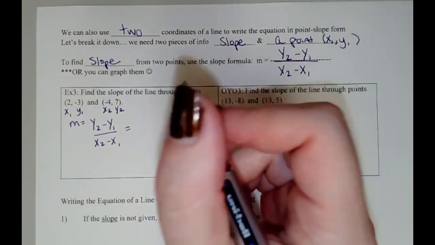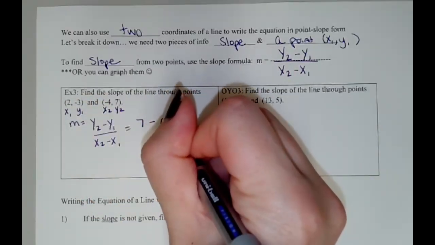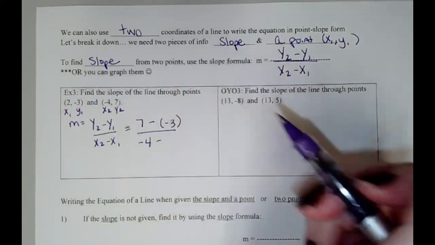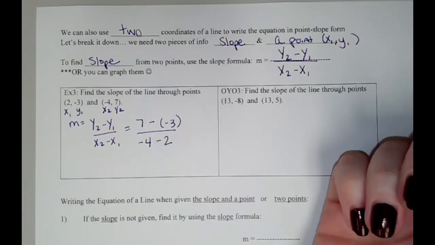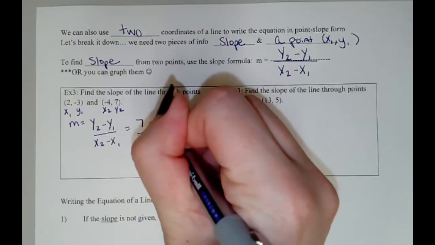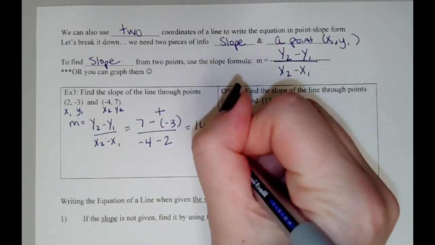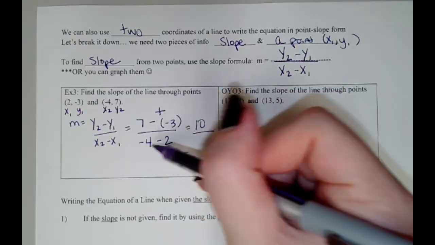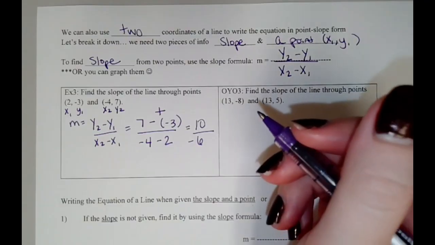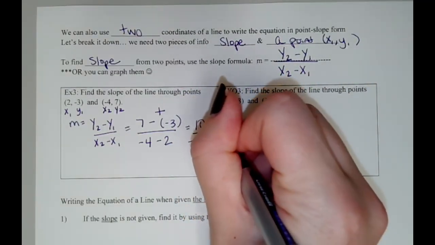So now, y2 is 7, minus y1, that's negative 3, over x2 is negative 4, minus x1, which was 2. I plugged it in, time to simplify. 2 negatives makes a positive. So really, this is saying 7 plus 3, which is 10, over negative 4 minus 2, which is negative 6. This is a slope that simplifies, so our simplified slope is negative 5/3.